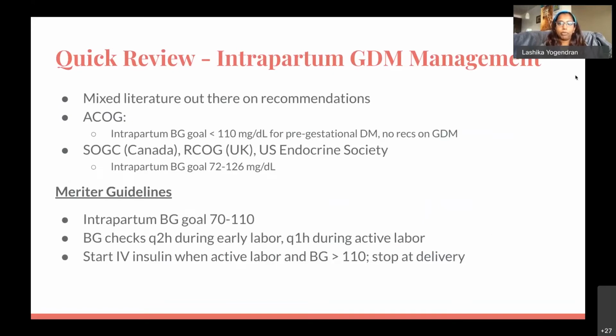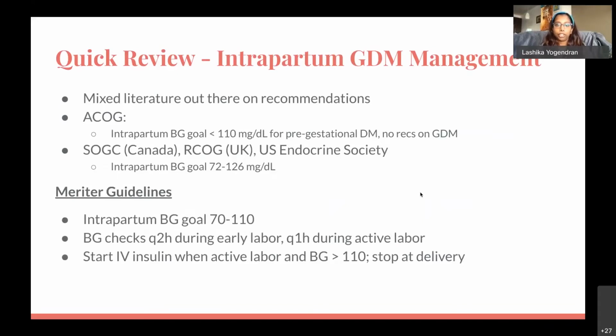Just a really quick review of what Alyssa talked about last time with her great presentation. In terms of intrapartum GDM management, there's a lot of mixed literature out there in recommendations. ACOG recommends for pre-gestational diabetes, they don't have recs on GDM, an intrapartum goal of less than 110. A couple of international societies have recs of 72 to 126. Meritor specifically has a goal of 70 to 110 intrapartum.